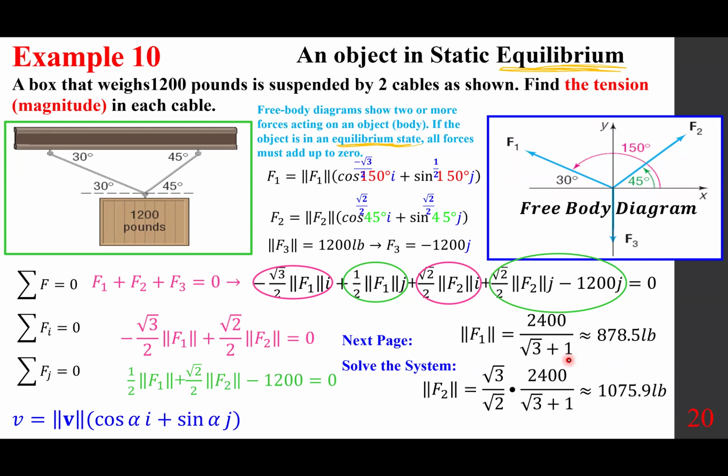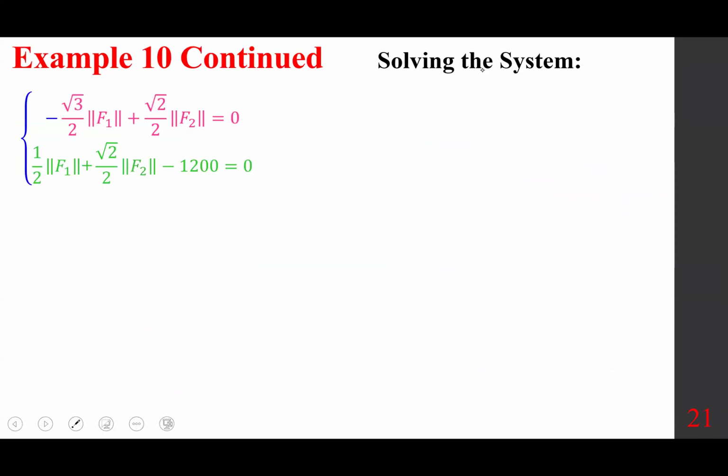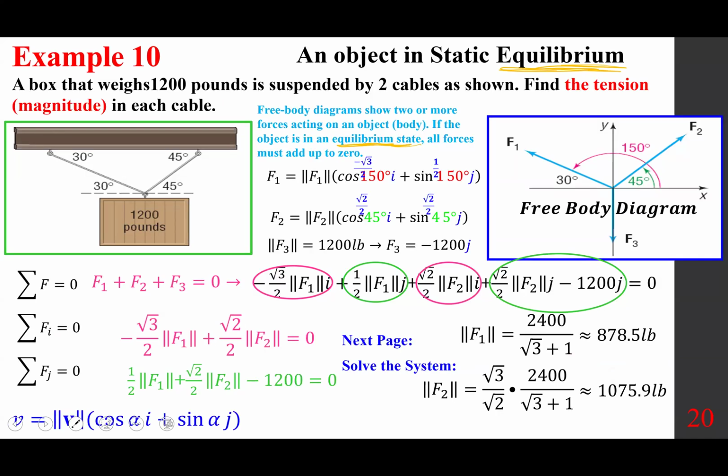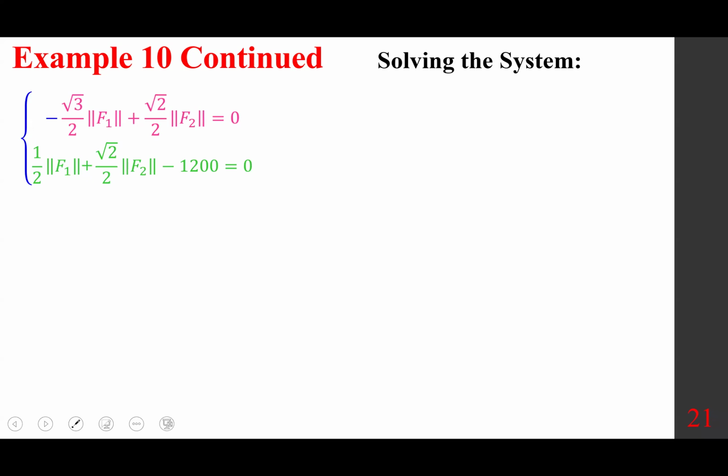So to recap, equilibrium means summation of F is 0. And therefore, summation of F in any direction, in the i as well as the j direction, must be 0 for it not to move in essence. That's the meaning of static. Now, we are putting these two together, okay? These two, I'm writing it here. So how do we solve that?